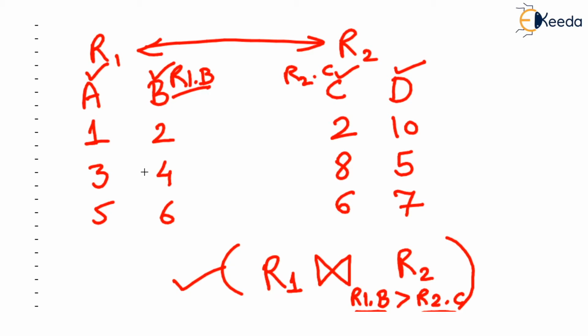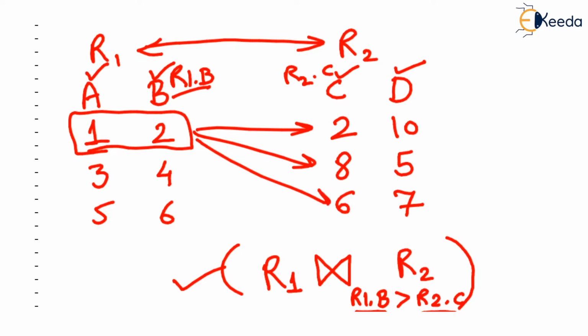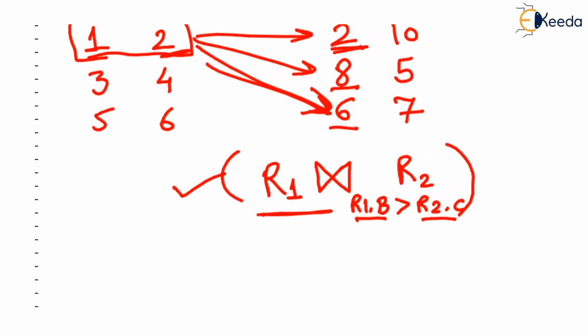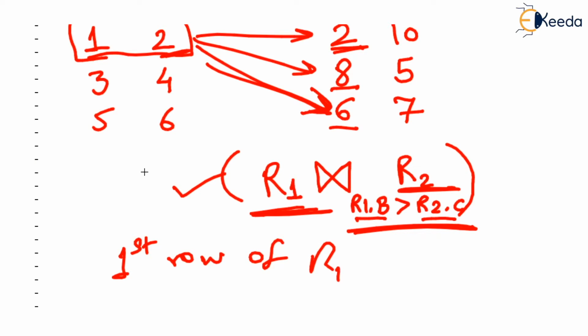The first row will be joined with all three rows. Which are the rows where B is greater than C? None of them. 2 greater than 2 is false, 2 greater than 8 is false, and 2 greater than 6 is also false. So when you are joining R1 and R2 with this condition, the first row of R1 is not selected or not shown.